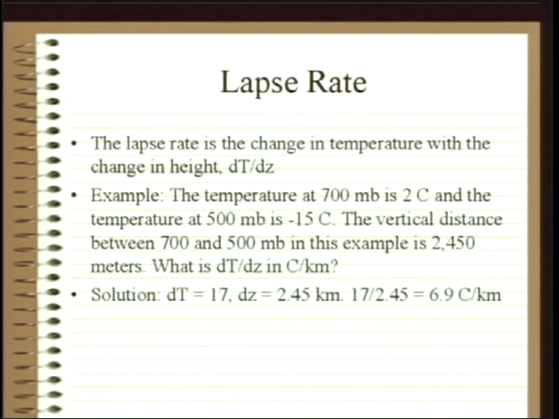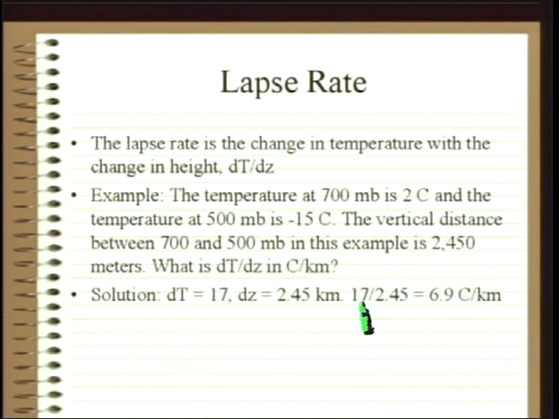So for example, the temperature at 700 millibars is 2 degrees Celsius, and the temperature at 500 millibars is minus 15. The vertical distance between these two pressure surfaces is 2,450 meters, and we're asked what is the change in temperature with the change in height in units of Celsius per kilometer. So we first determine what the temperature difference is. We have a 2 and a minus 15, so the temperature difference is 17. And then we were given what the vertical distance was, and we're going to convert that into kilometers since we want the final answer to be in Celsius per kilometer.